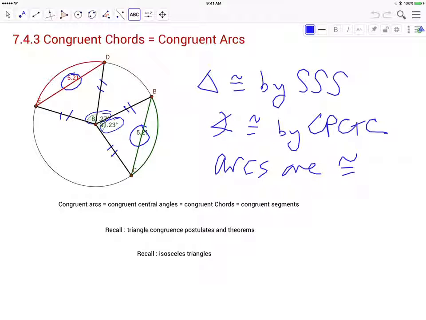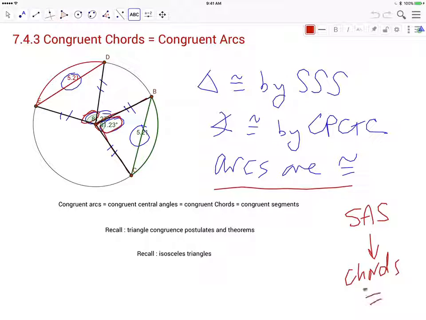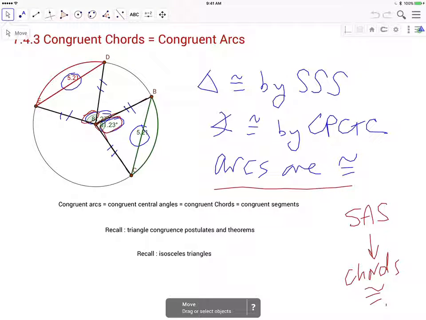And you can make a backwards argument if you want to. Let's say we start with the angles that are congruent. If I know that the arcs are congruent, then that central angle is congruent to this central angle. We still have congruent radii. In that case, we would use side angle side to make the 2 triangles congruent, giving the chords to be congruent. Perfect, okay.